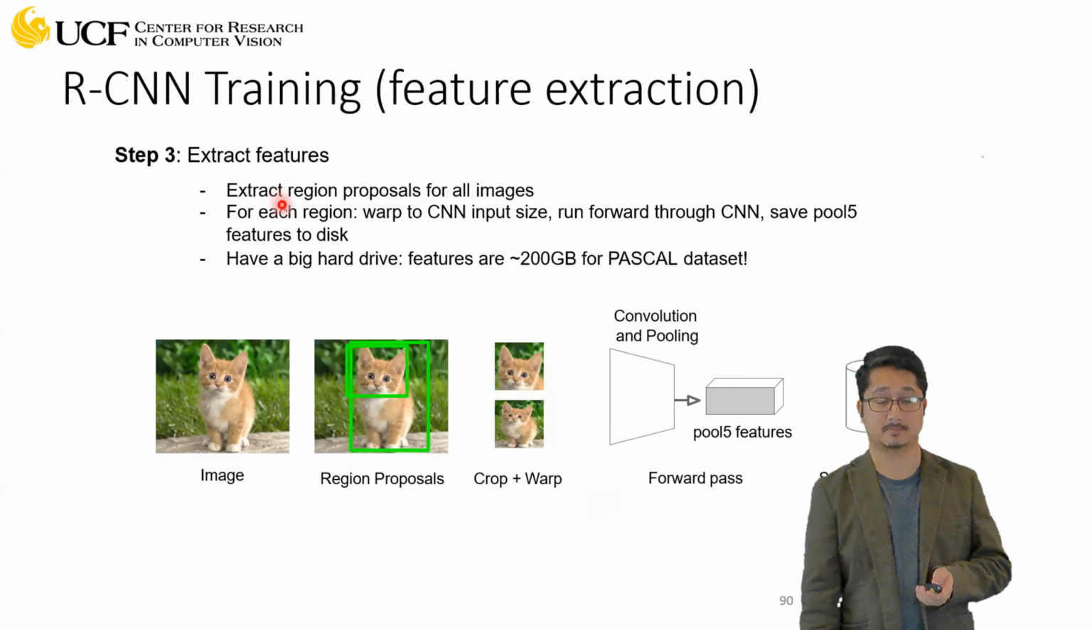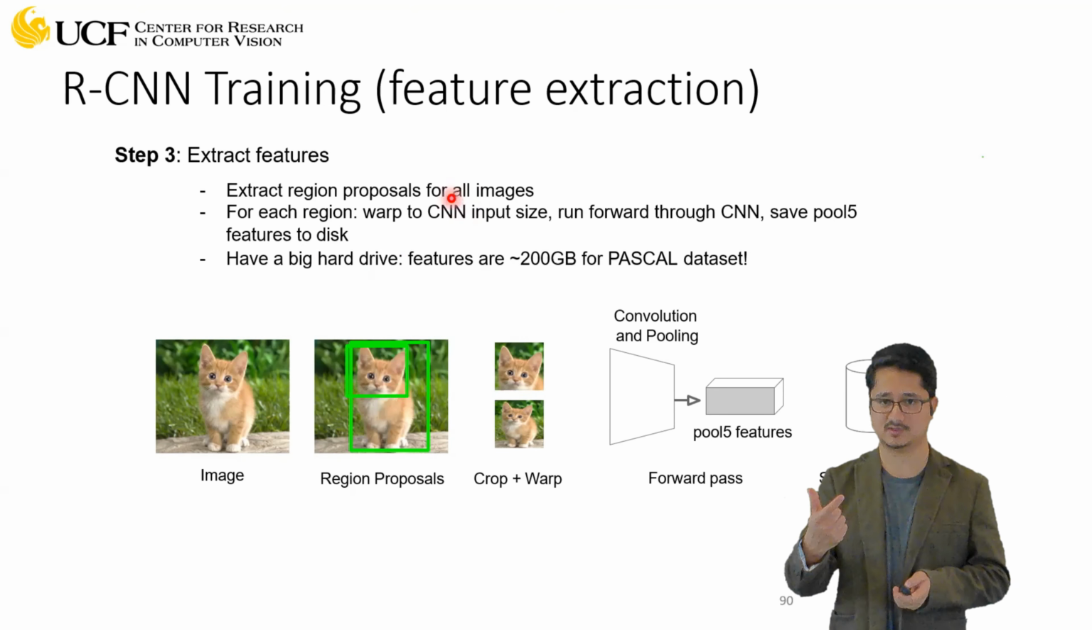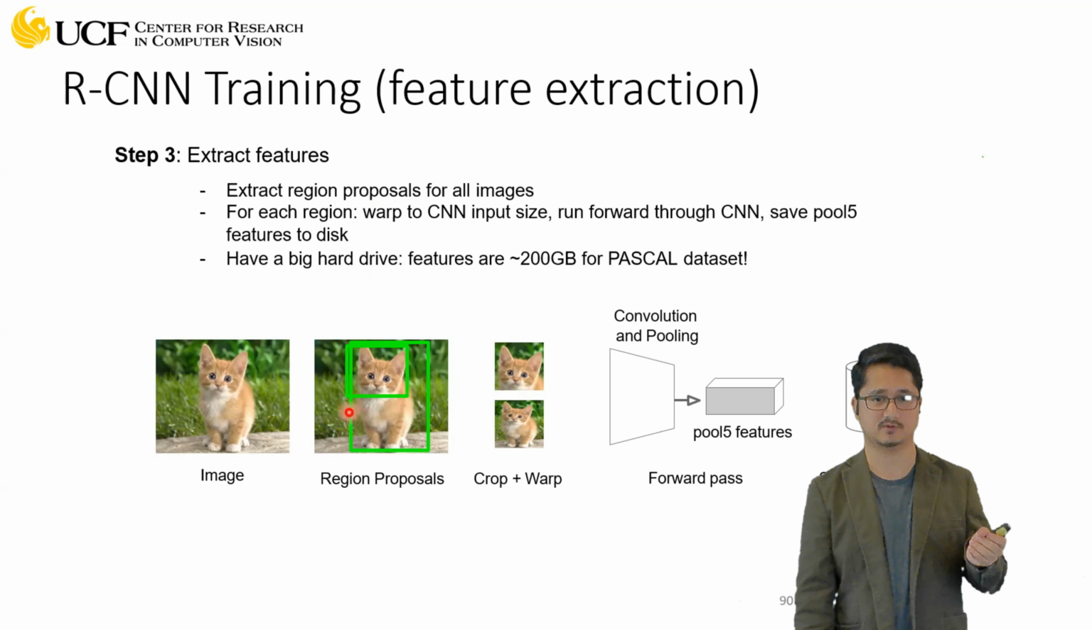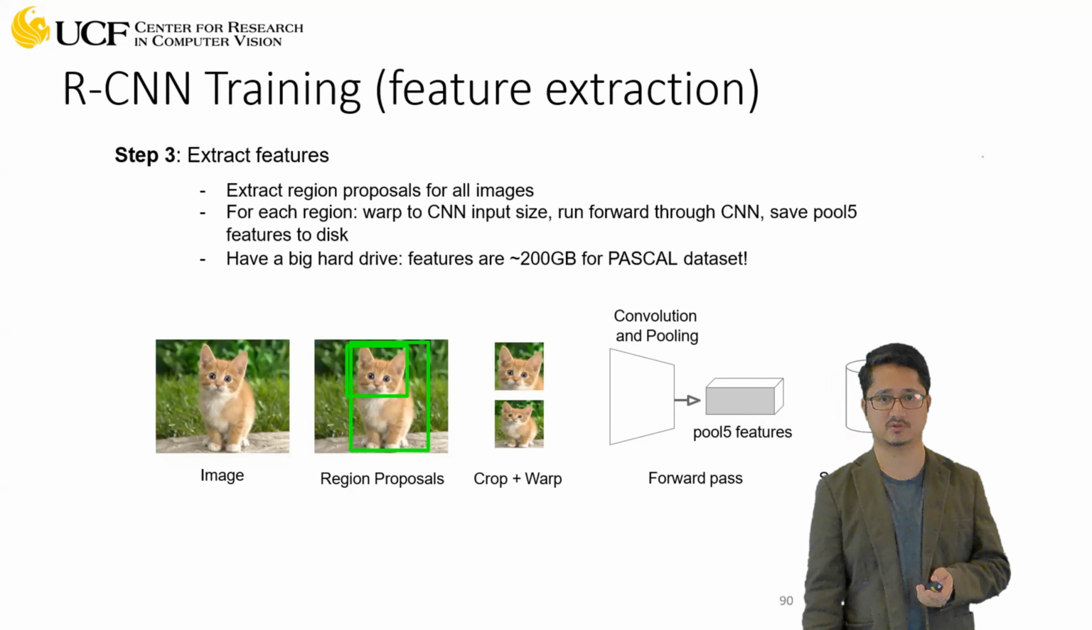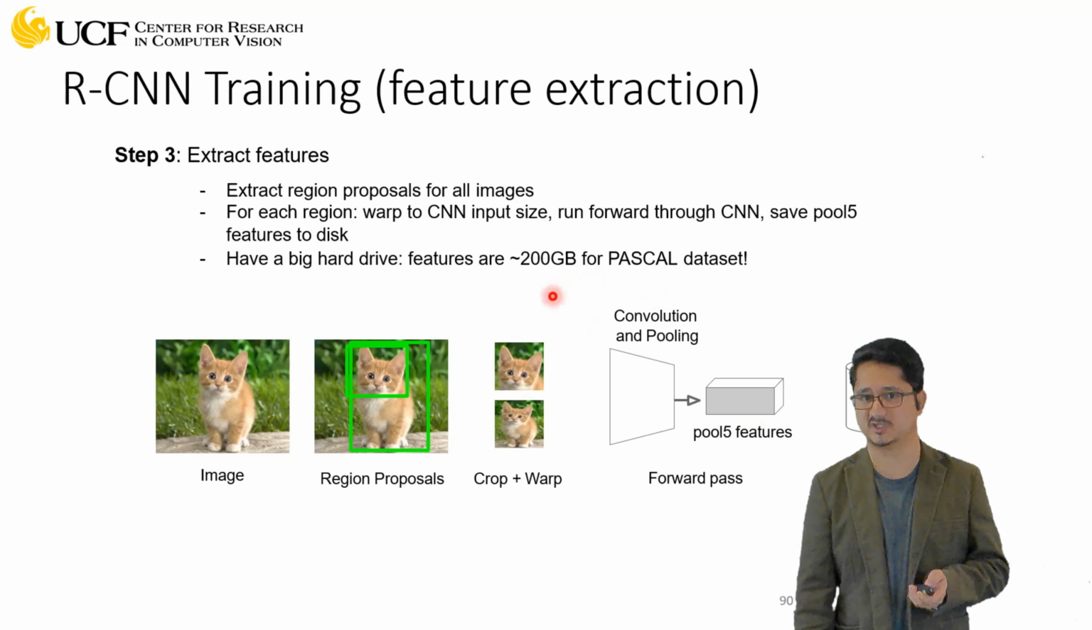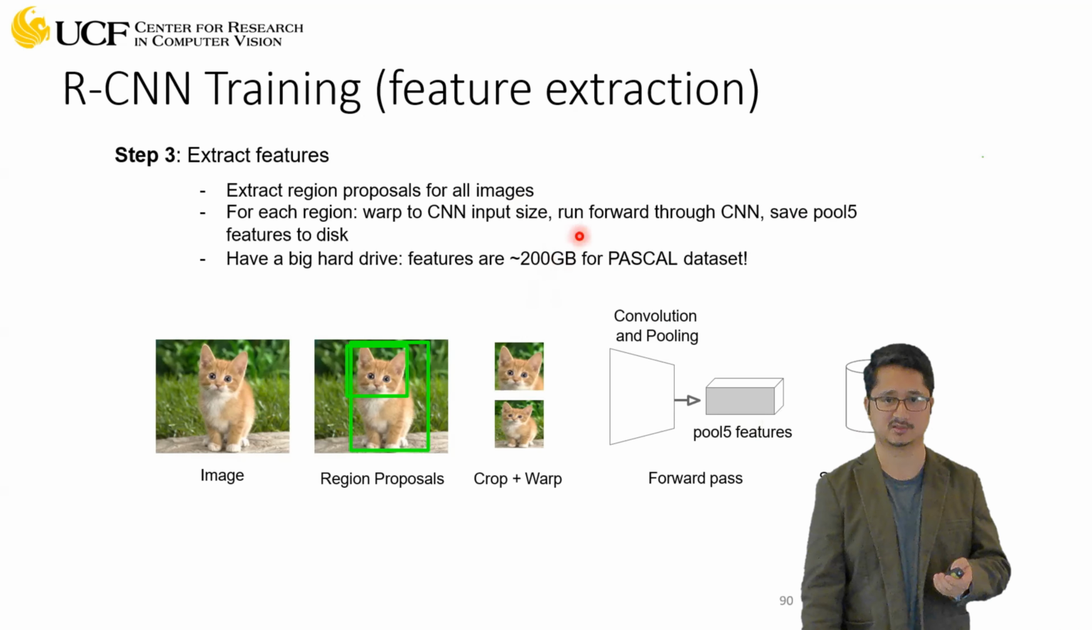And then I think this was pretty huge thing back then. You had to extract features actually for all the region proposals, and you have to save them on disk. Okay, it was a different world back then. So for all the proposals, you have roughly 2,000 proposals for each image. So you resize them, you pass them to the pre-trained network, you extract the features, and you save to disk. So for Pascal VOC, it was roughly 200 gigabytes. These days, 200 gigabytes is not a lot, but back then it was a big deal.